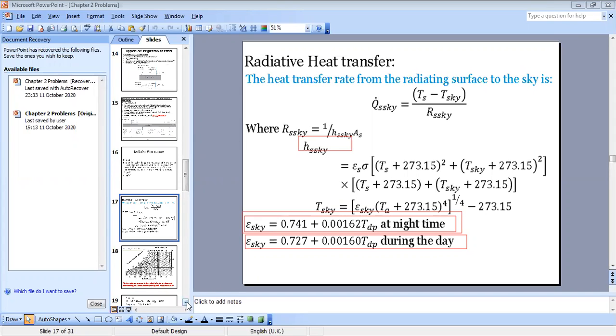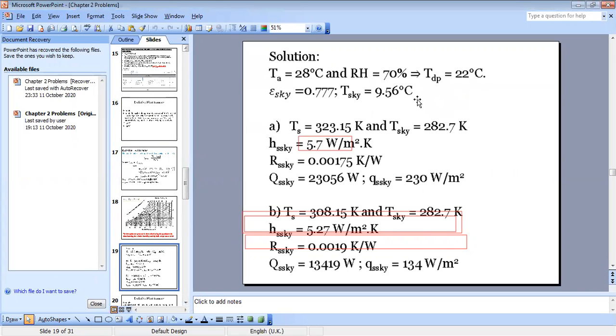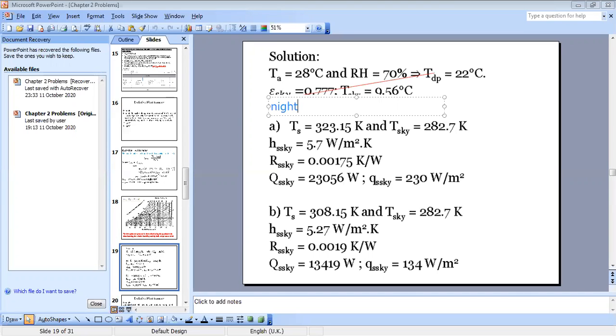Now let us go to the calculation method. As we said, the first step, from TA and relative humidity, we can get the dew point temperature. The dew point temperature is replaced in the empirical relation of epsilon sky. So TDP, replace it in epsilon sky, and we pay attention to use epsilon sky during the night. And we get the corresponding temperature of the sky. Then replacing in our formulas, we can get the H coefficient, the resistance coefficients, and the radiation rate. Now pay attention.